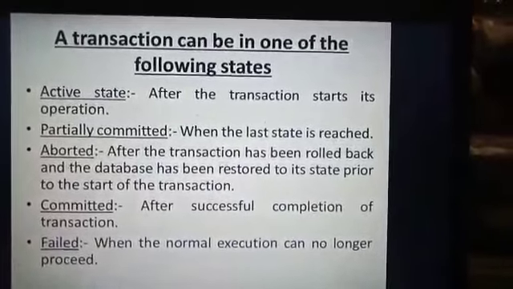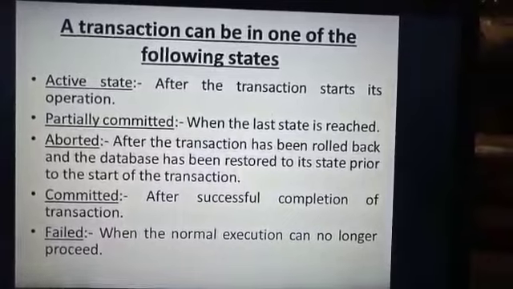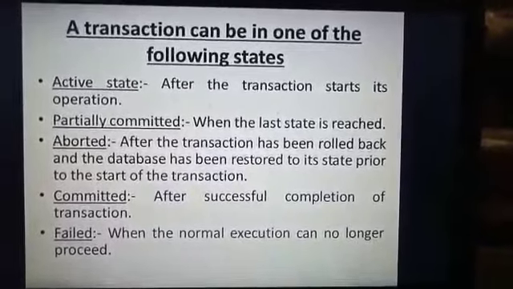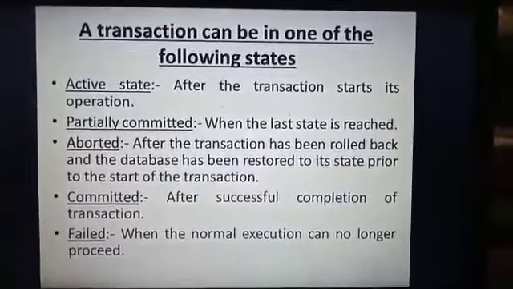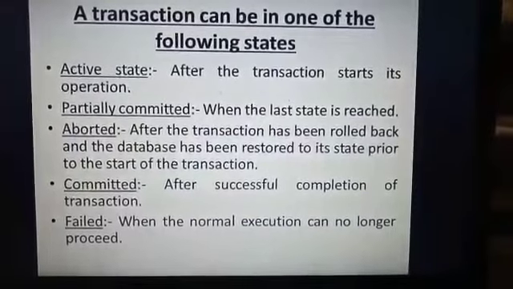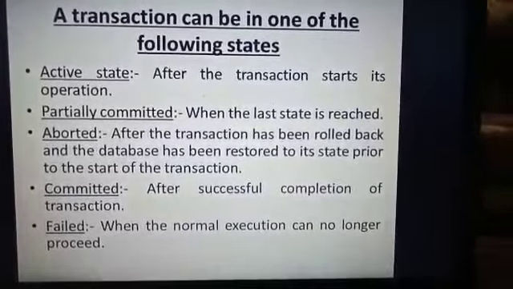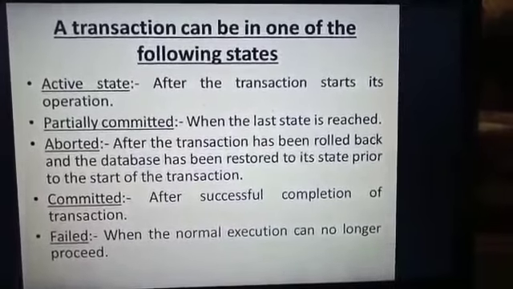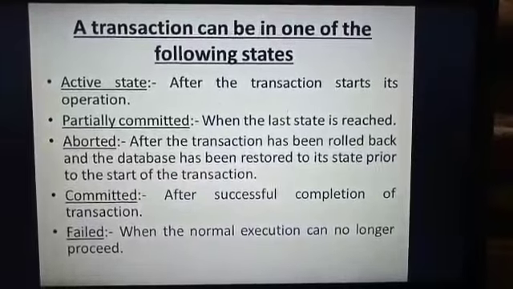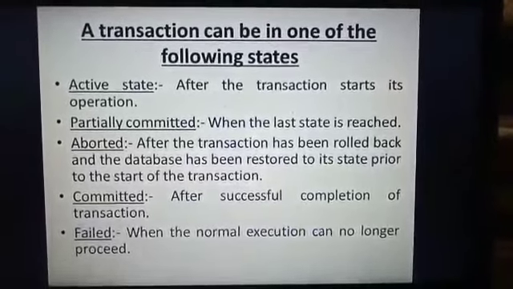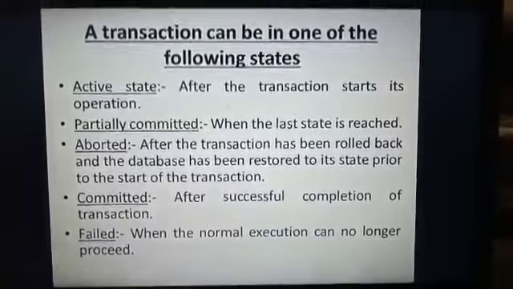Now, a transaction can be in one of the following states. There are 5 states: active state, partially committed state, aborted state, committed state, and failed state. First one is active state. When a transaction starts its operation, it comes under the active state. Second is partially committed state. When the last statement is reached, the transaction is said to be in a partially committed state. Aborted state: after the transaction has been rolled back and the database has been restored to its state prior to the start of the transaction. Fourth state is committed state. After successful completion of a transaction, it comes under a committed state. And last is a failed state: when the normal execution can no longer proceed, it is a failed transaction.